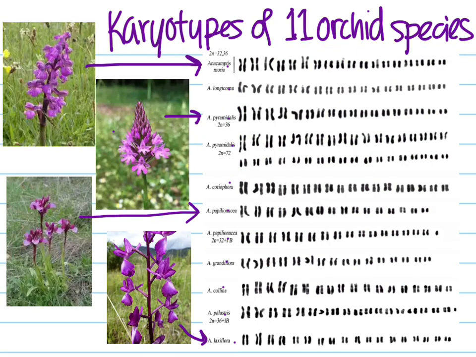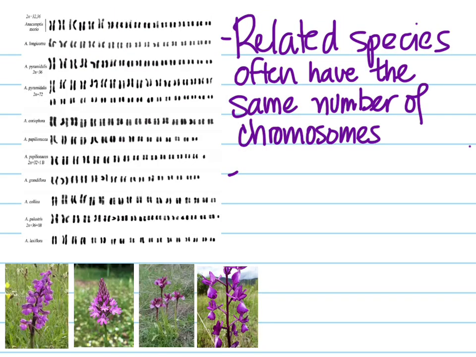So here we've got karyotypes of 11 orchid species, and these are all pretty similar, pretty related species. Notice a few things about the flowers pictured there and the karyotypes over here. What do you see? Well, a lot of people notice immediately that they all seem to have the same number of chromosomes, and that's true.